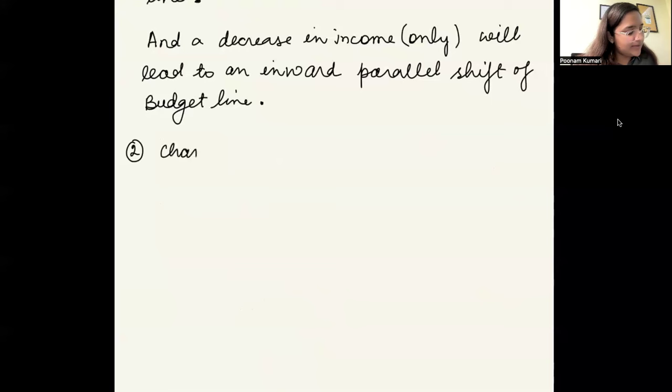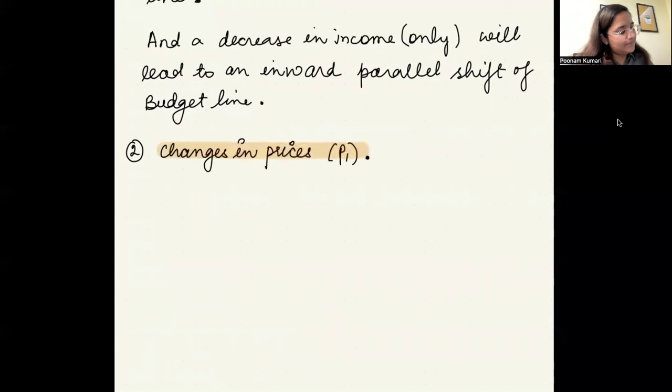Change in what? Okay, you said P1, so let's do P1. Fine. So what was my budget line? My budget line was this: P1 X1 plus P2 X2 equals M. Okay.